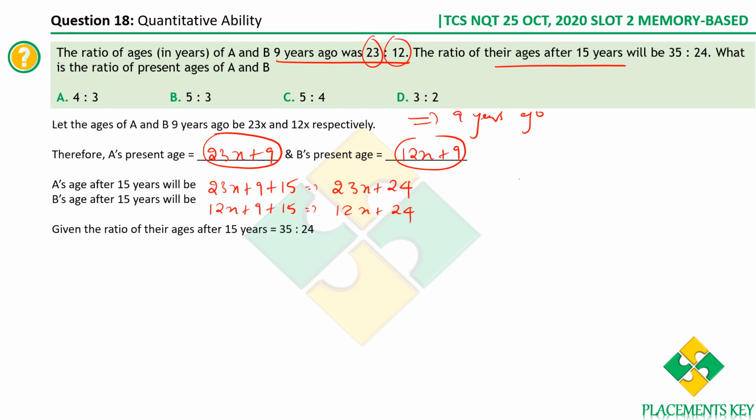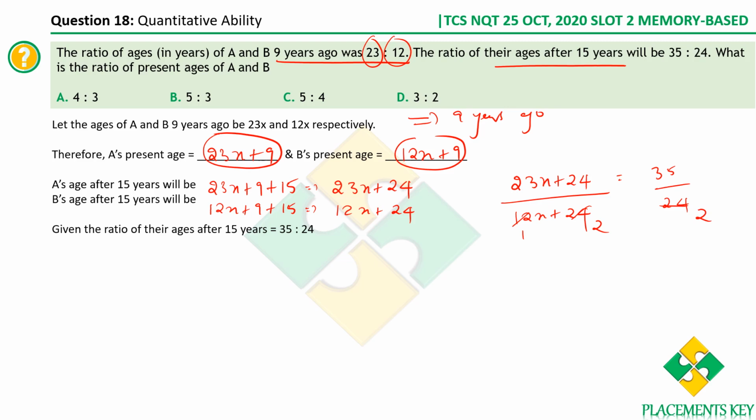Therefore let's simplify this. A's age after 15 years, that is 23x plus 24, divided by B's age after 15 years, that is 12x plus 24. This value is given as how much? This ratio 35/24. So if you solve for this, you get the value of x, so that the problem gets solved. Clearly all these are multiples of 12, right? So I'm cancelling 12 ones, 12 twos, 12 twos.